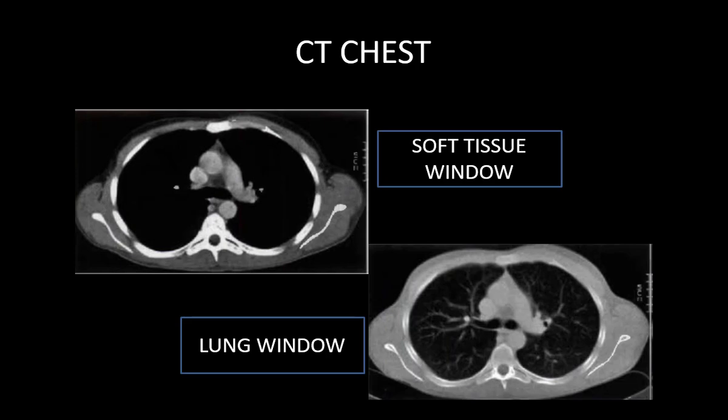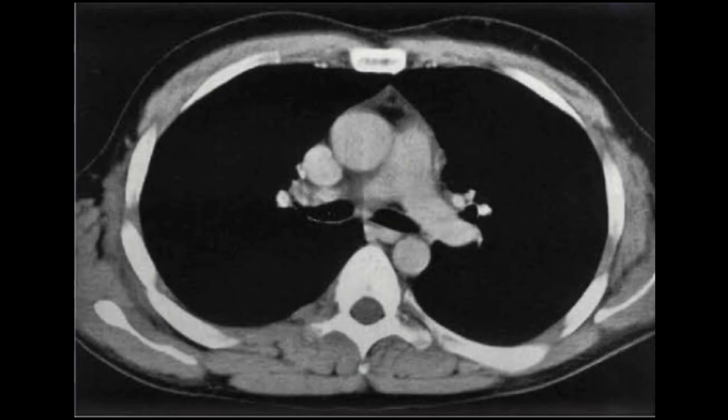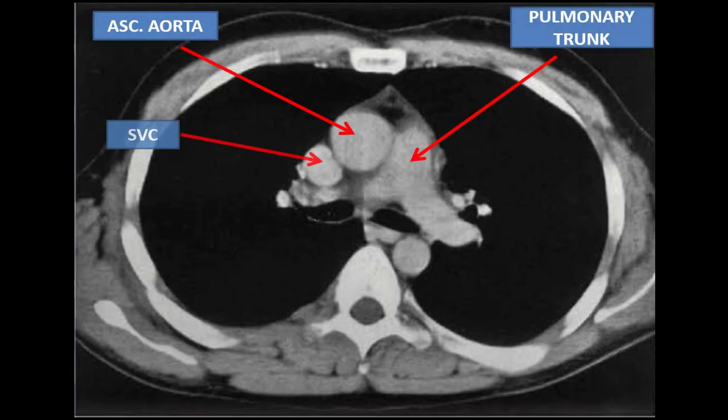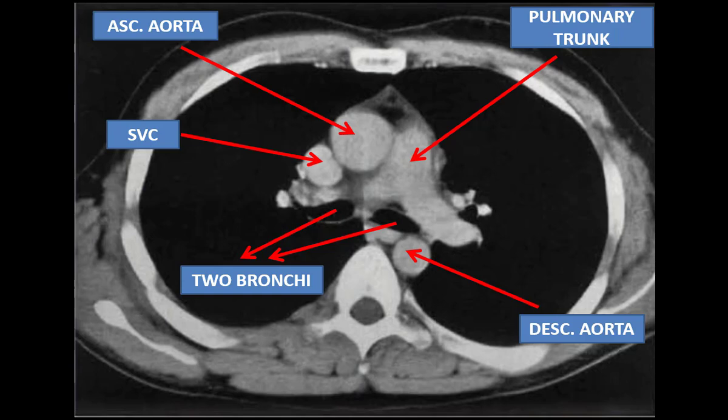Something about CT chest. We obtain CT chest in two windows. One is the soft tissue window, the other is the lung window. So this is a soft tissue window. Here you can see this is the ascending aorta, this is the superior vena cava, the pulmonary trunk, and you can see the two bronchi here, and these are all lungs. And this is the descending aorta.